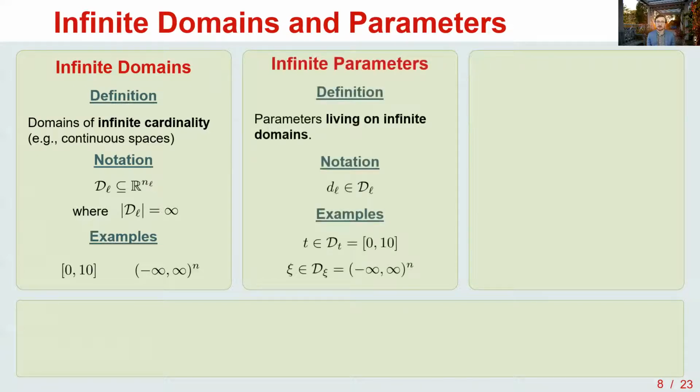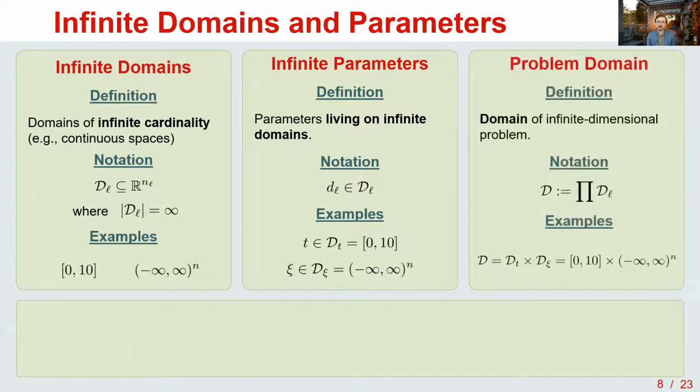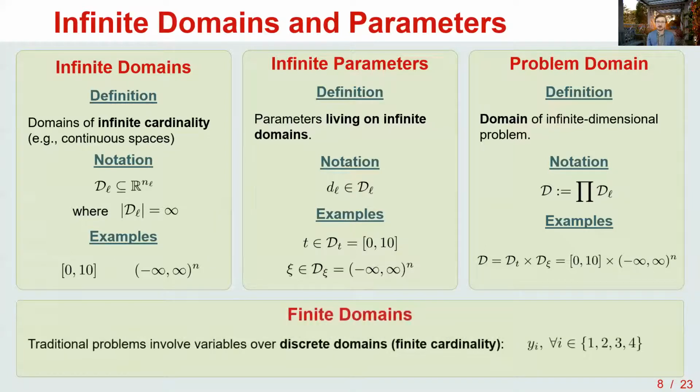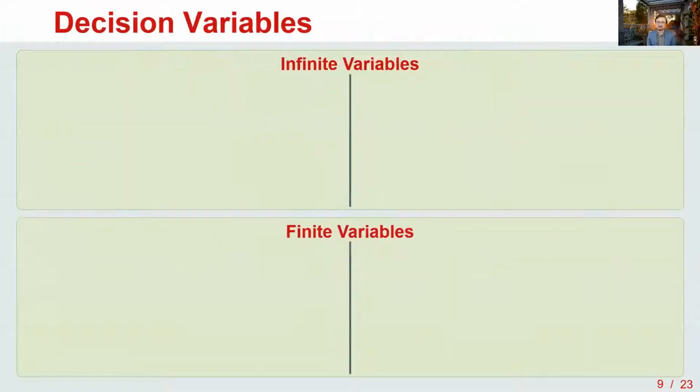We could then define infinite parameters, which are going to live on these infinite domains. So we could think of, for example, time. And with all of this, we can define what would be called the problem domain, which is just going to be the product of all the infinite domains involved in a particular problem. And this is all in juxtaposition then to traditional optimization models that typically consider finite domains, where we define some variable over some finite cardinal set. So we'd have like 4 variables y at a particular index for each one.